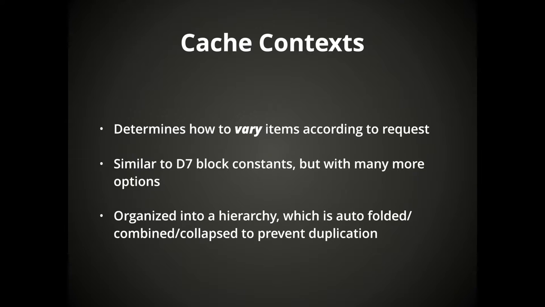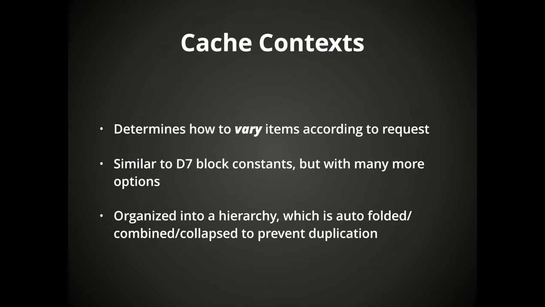Cache contexts determine how something varies according to a request, usually. It's really analogous to the vary header in HTTP, if you've seen that, which simply says, if I'm serving languages on a website and a user requests it in one language, and then I have an external cache, and then another user requests it in another language, vary could say, vary this caching according to the language header. And then the caching proxy knows, if you're requesting this language, I have to use a different cache.